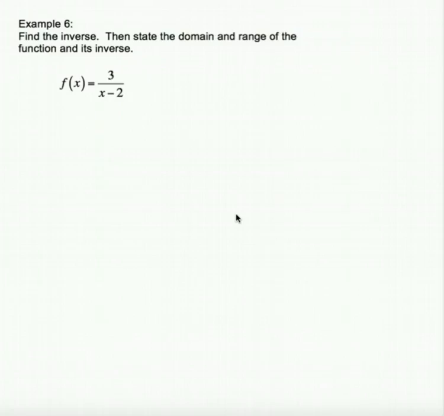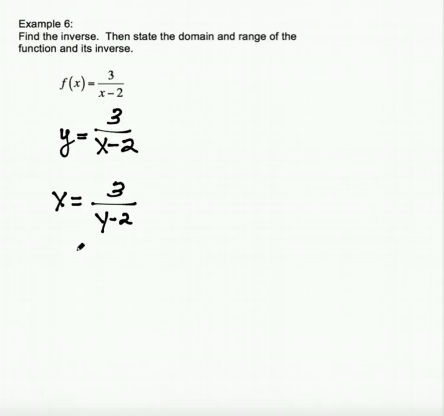Example 6. Find the inverse, then state the domain and range of the function and its inverse. So let's start by going through the steps of finding the inverse. Again, I'm going to take f of x and make it a y. So I'm going to have y equals 3 divided by x minus 2. First step is to switch x and y. So that's going to leave me with x equals 3 divided by y minus 2.